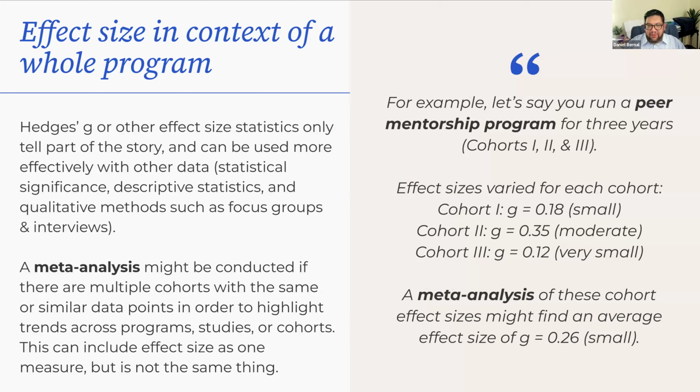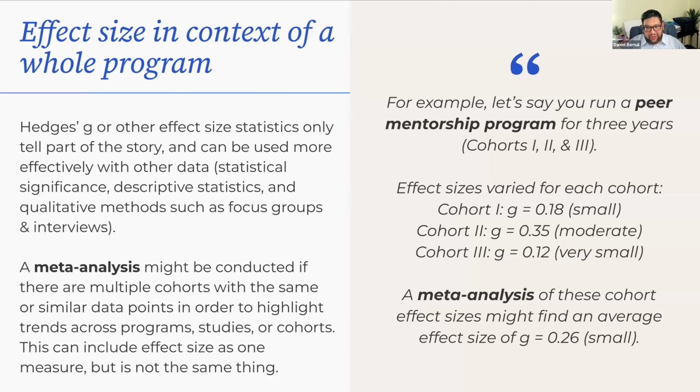And similarly, if you have several effect sizes that you're seeing either on different instruments or across different cohorts, you might do what's called a meta-analysis, where you could average the effect size over those. So meta-analysis is a different way to combine data across studies or across cohorts. It's not the same thing as effect size, but rather effect size could be used to conduct that meta-analysis and look at the overarching trends.